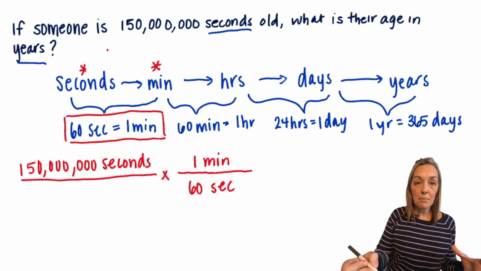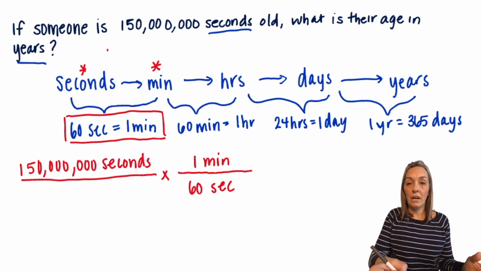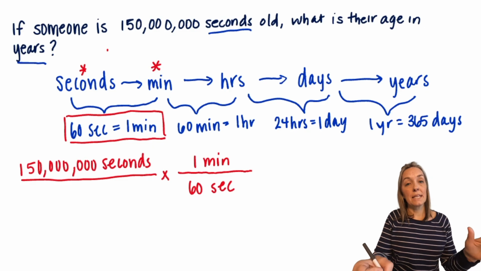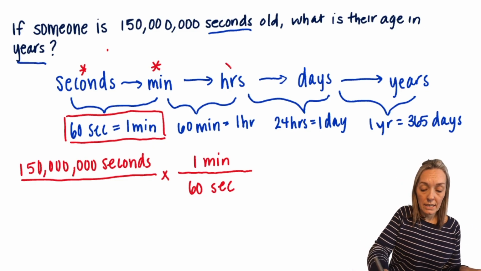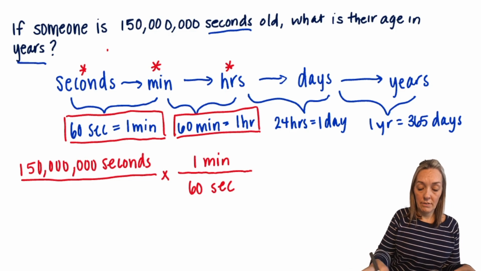So now, if I stop the problem at this point, I would know how many minutes are in 150 million seconds. But I'm not going to pick up my calculator yet. I'm going to set this up as one long problem. So the next step tells me I need to go from minutes to hours. In order to get from minutes to hours, my unit conversion is given there.